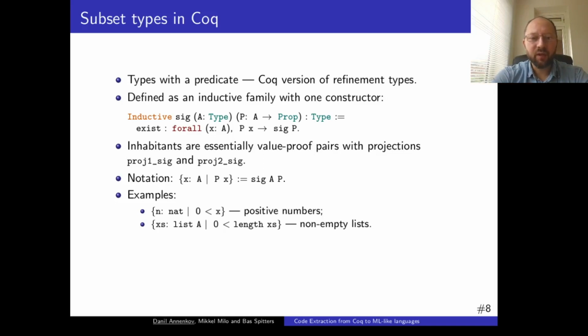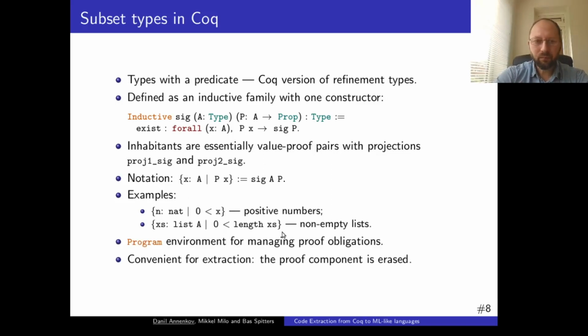We use curly braces notation for our sig type, or for a subset type, and here are some examples of how it can be used. For example, we can encode a type of strictly positive numbers using this definition, or a type of non-empty lists. Moreover, Coq provides a program environment for managing proof obligations, and that helps to work with subset types and makes writing programs in Coq using subset types convenient. It's convenient for extraction as well, because the second component is a proof, and proofs are erased by the extraction procedure.